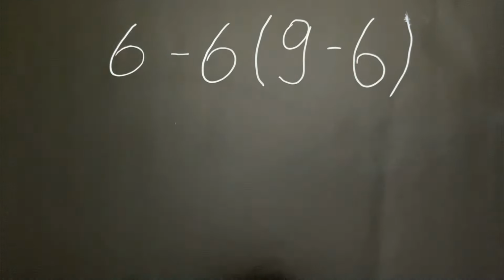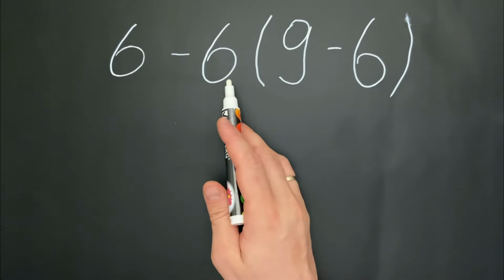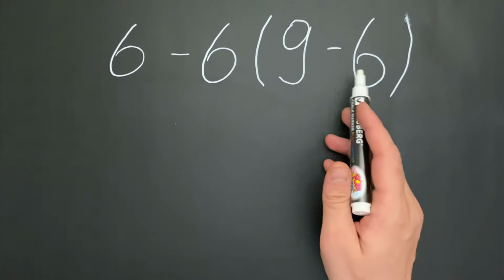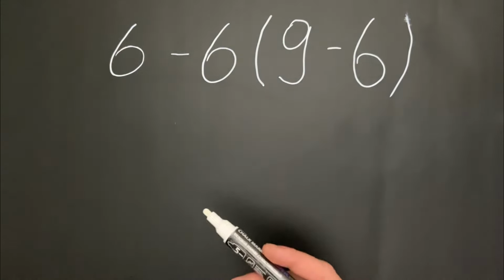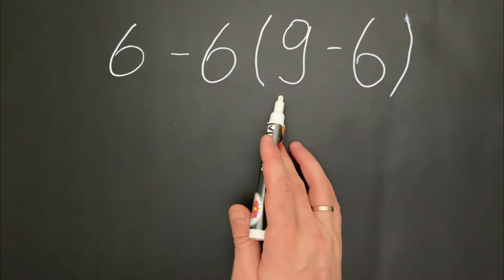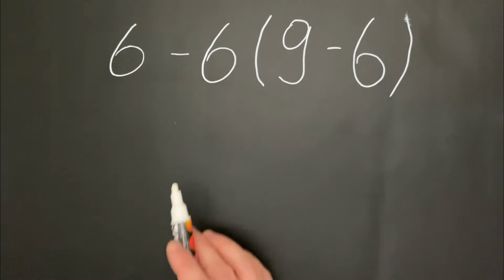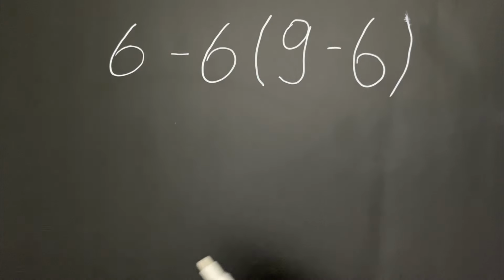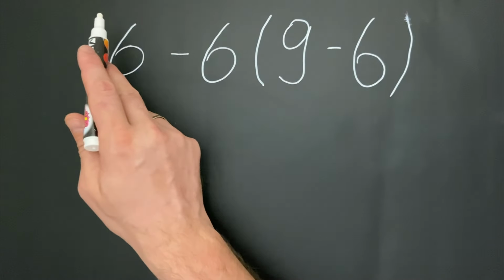Hello everyone. Today we have this equation: 6 minus 6 times (9 minus 6). In this math problem, which might look simple at the beginning, most people don't apply the order of operations correctly. In most cases, people do everything from left to right.